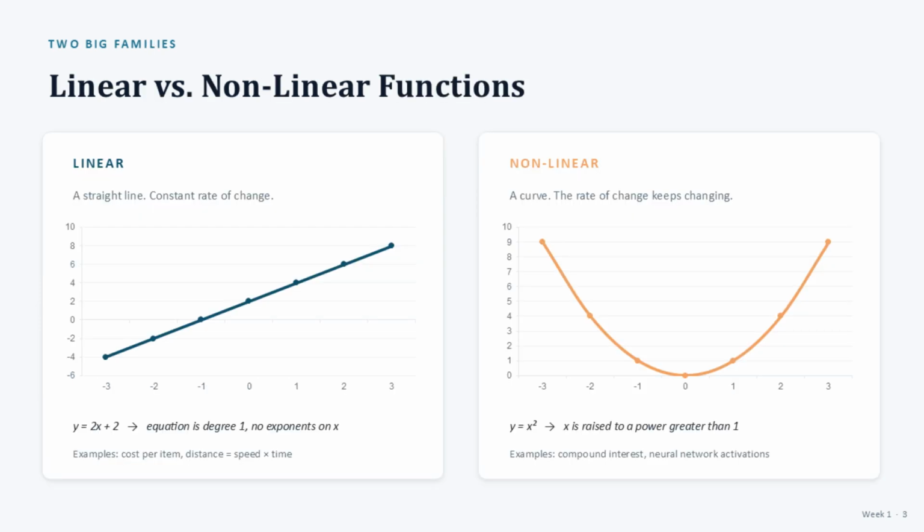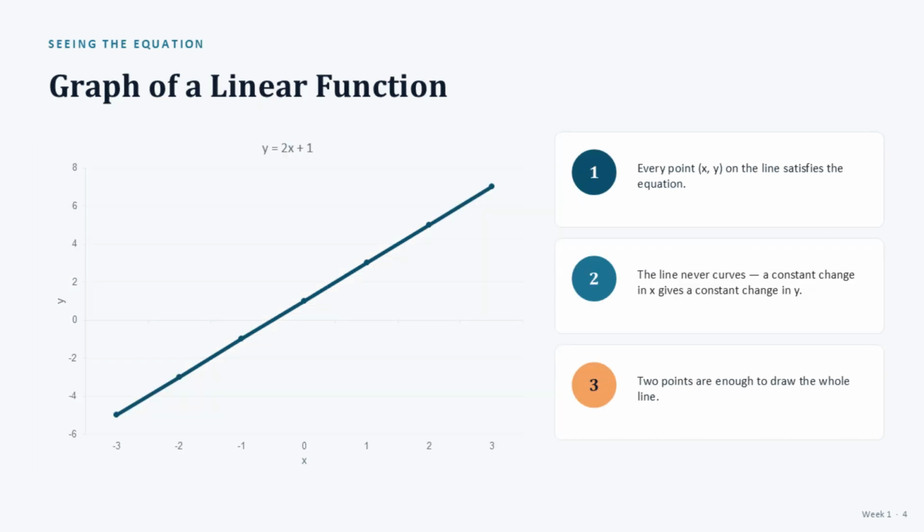Functions can be divided into two main types, linear and nonlinear. A linear function always produces a straight line when we draw its graph. An example is y = 2x + 1. On the other hand, a nonlinear function produces a curve instead of a straight line. A common example is y = x². As we continue learning machine learning, you'll see both types of functions, but linear functions are the best place to begin. Now let's see how a linear function looks on a graph.